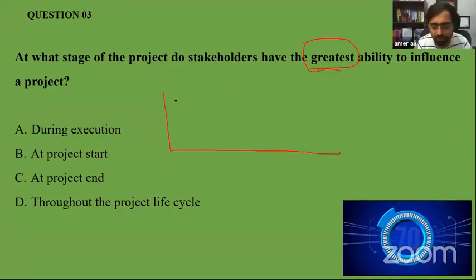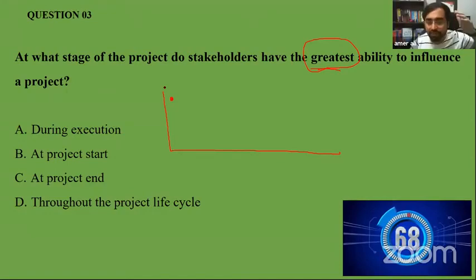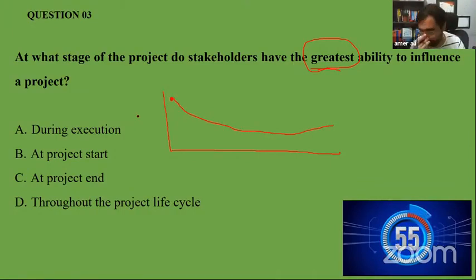Okay, so you understand this. Once the project is starting, stakeholders can say that we do not execute the project. Cancel the project. They can easily cancel the project. Why? They haven't invested even a penny there. As the project moves, the project manager starts having more and more authority and stakeholders start losing their authority.